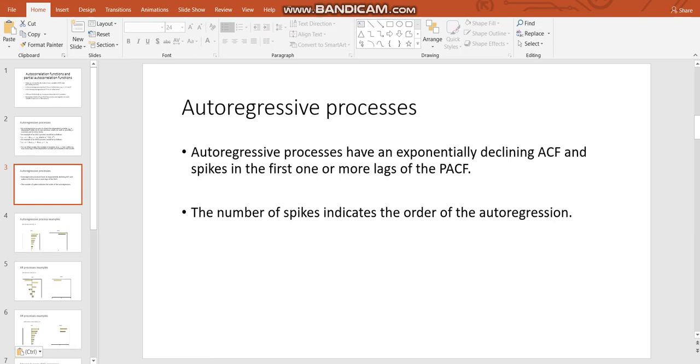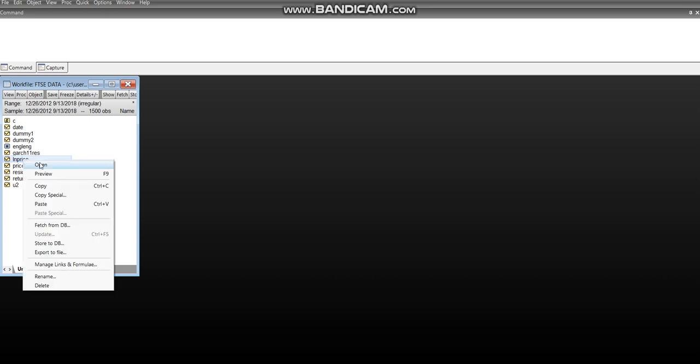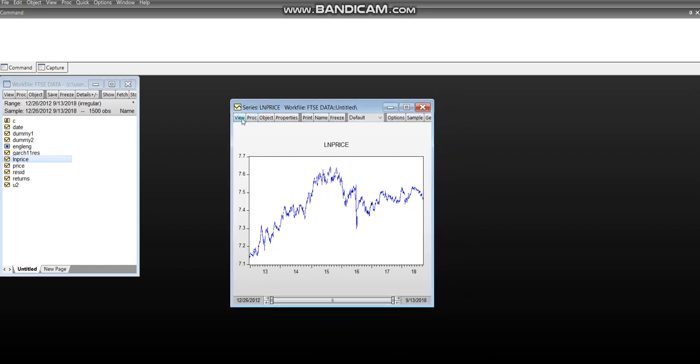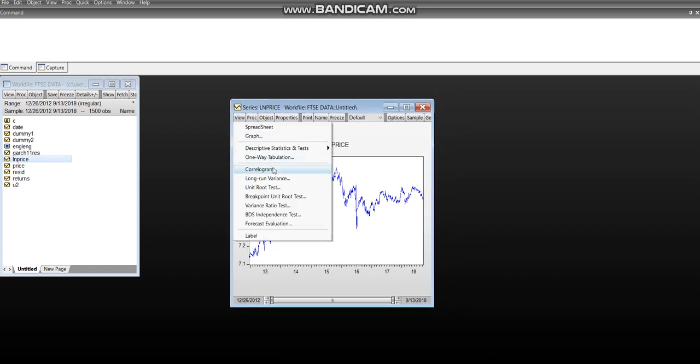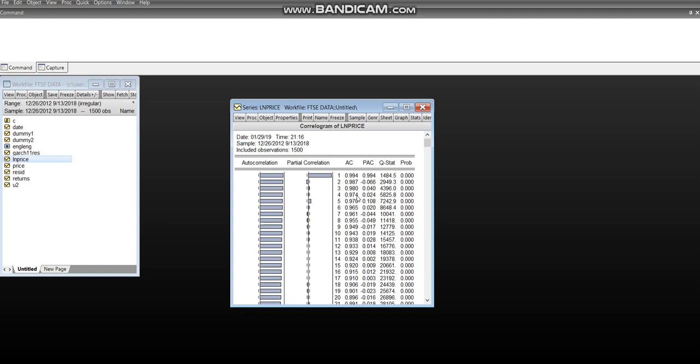And so just to give you a quick example, I've got a variable here which is called Lund price, and I just want to take a look at that. So if we want to take a look at both the autocorrelation function as well as the partial autocorrelation function, all we have to do is right click and click open, and then we click on view and we click on Correlogram. Leave everything the way it is, leave it at level, and click OK.